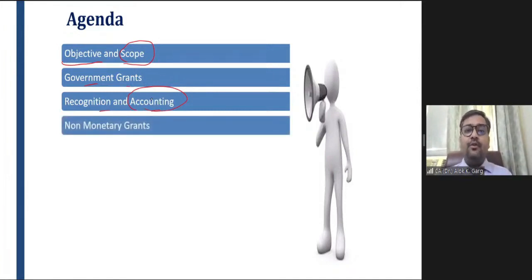Then we will discuss the non-monetary grants. If the government is not providing money to the company, but government is providing an asset free of cost.